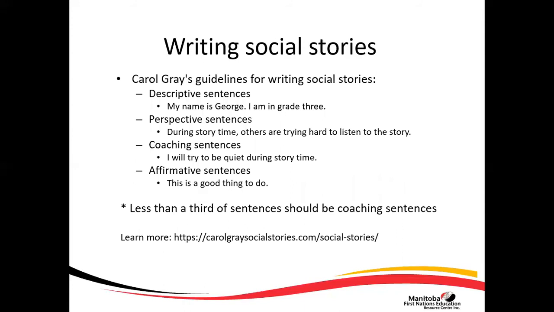So Carol Gray describes the 4 types of sentences we use in social stories, and knowing these can help you when writing your own social stories. So first we have descriptive sentences, and these sentences describe what is happening. These are truthful statements. So for instance, my name is George, I am in grade 3. Next we have perspective sentences. And these sentences take the perspective of another person. For example, during story time, others are trying to listen to the story.